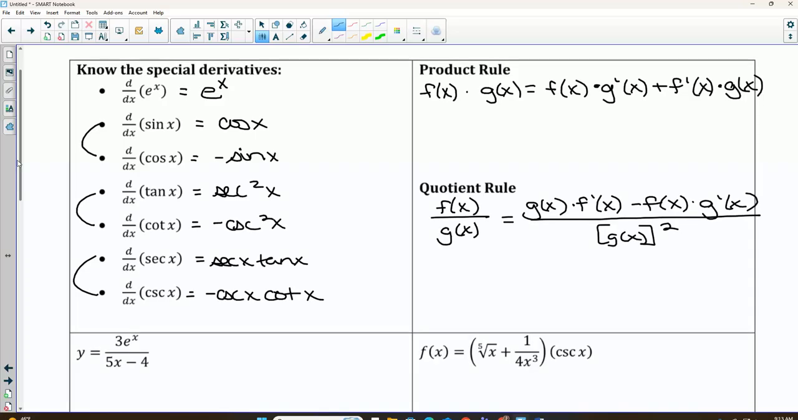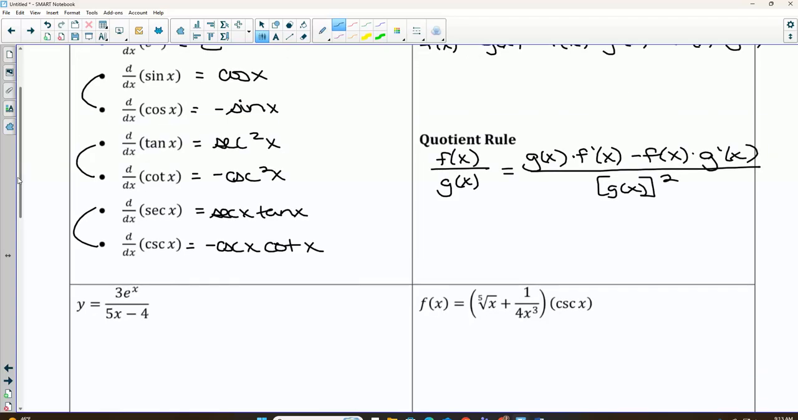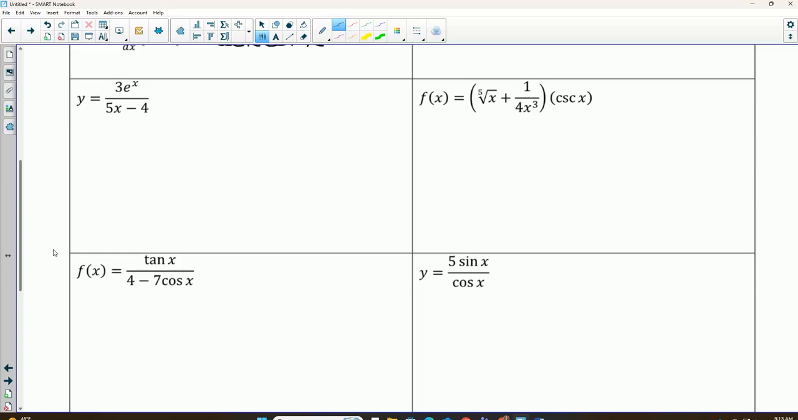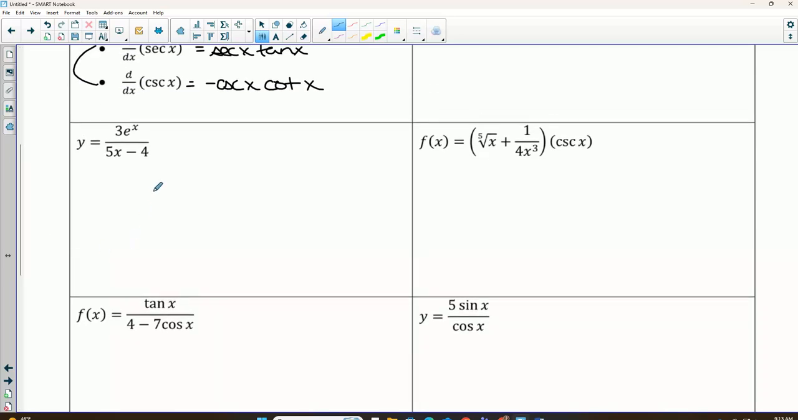All right, any questions there? Those are really just things that you should have memorized at this point. The remainder of this, I just put some problems for us to practice. So this first one, if I want to do the derivative, is there any way to rewrite this so I don't have to do the quotient rule?